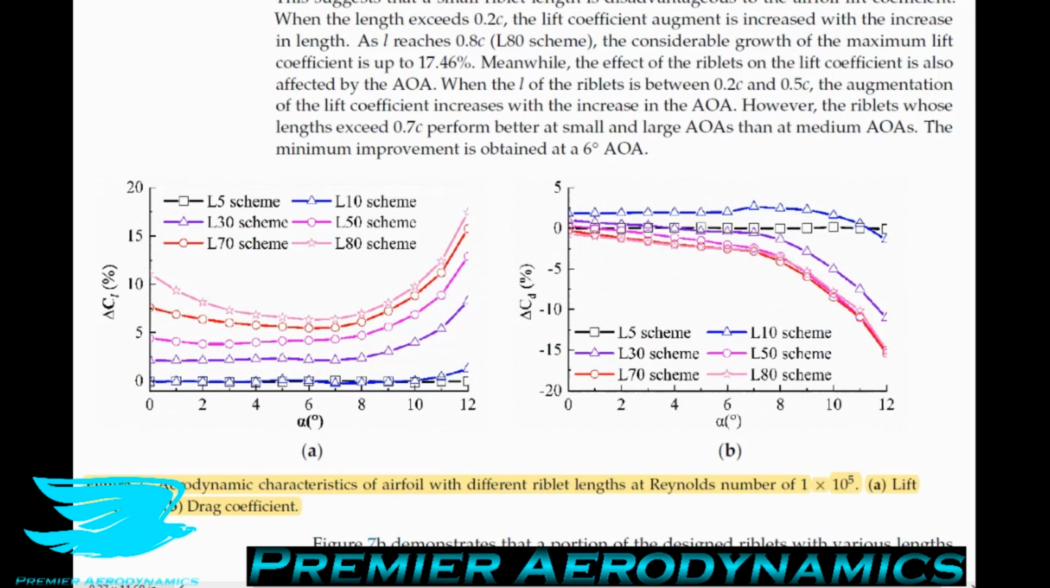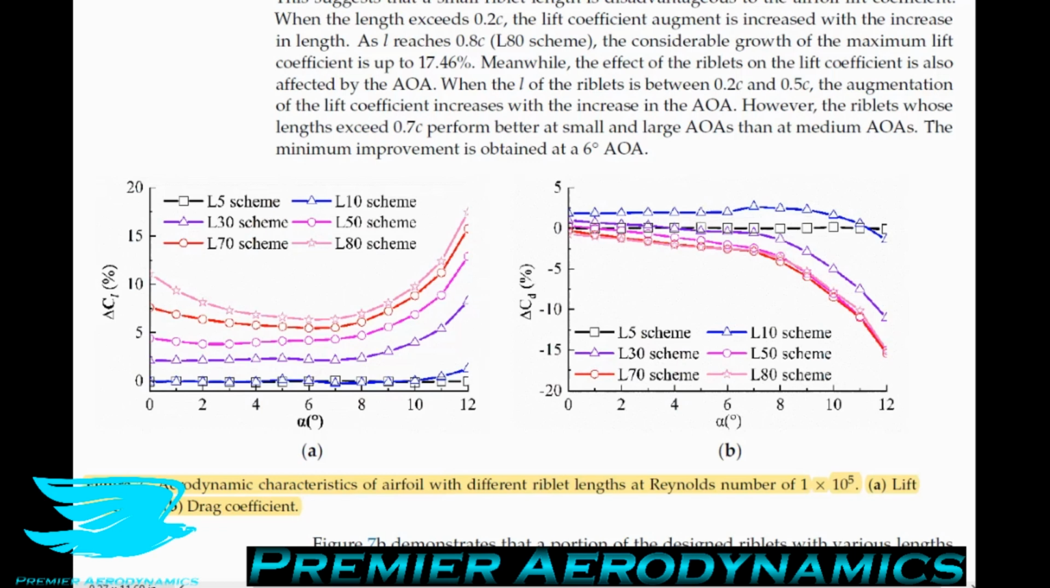Figure 7b shows that a portion of the designed riblets with various lengths induces a lower drag coefficient compared to the original airfoil. And this is again amazing, because to not only get an increase in lift but a reduction in drag, that's like the holy grail. So the fact that they've been able to achieve that is very nice.